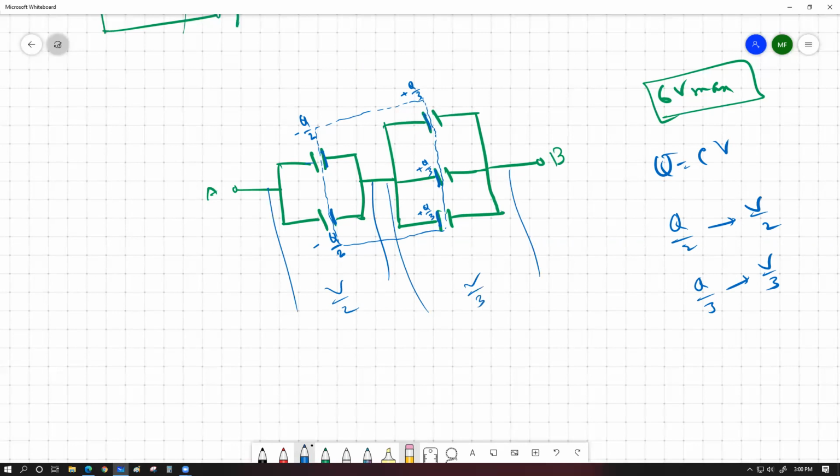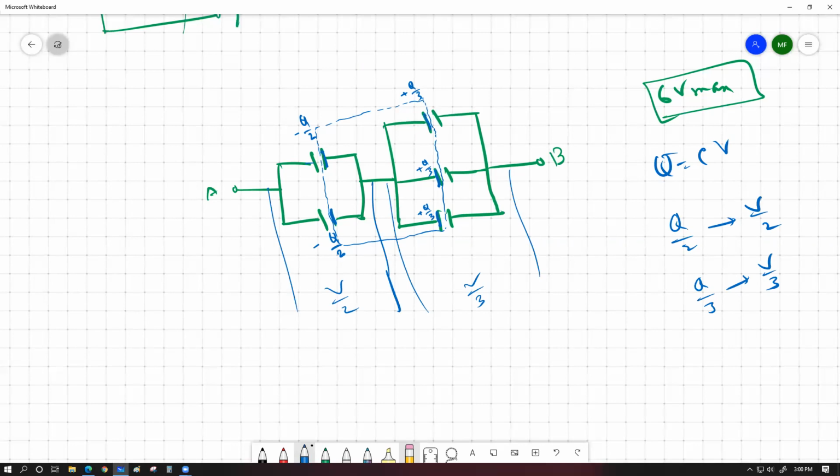And among these two ratios, which one is bigger? Which one is bigger between these two fractions? What do you think? V by 2 or V by 3? V by 2. V by 2 is the bigger fraction.